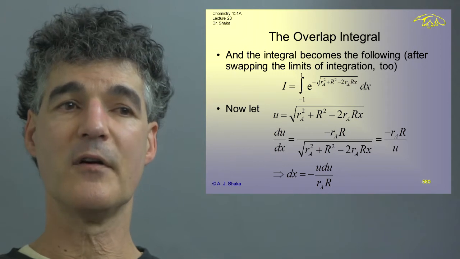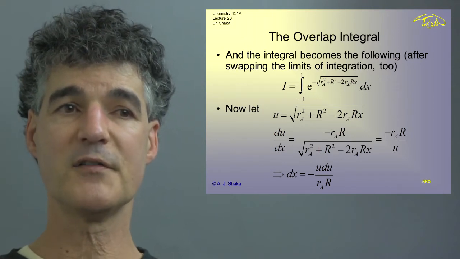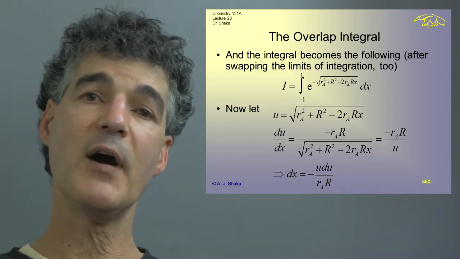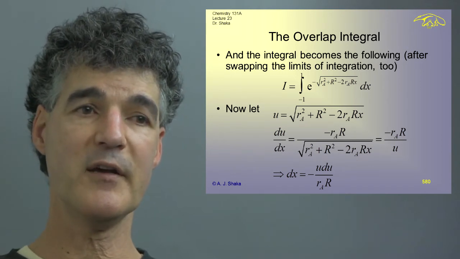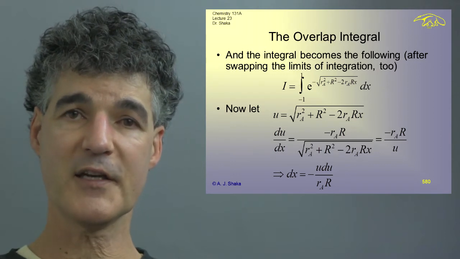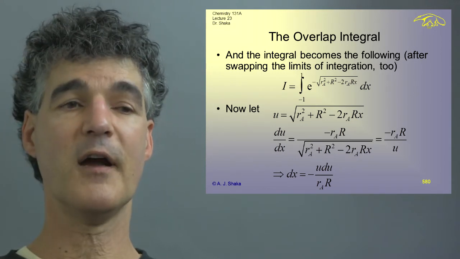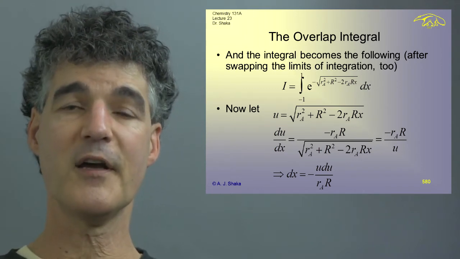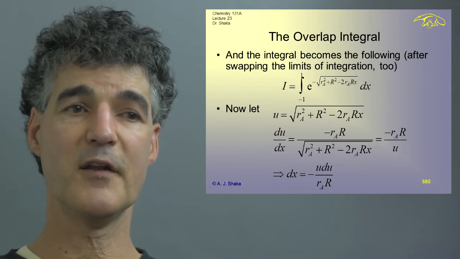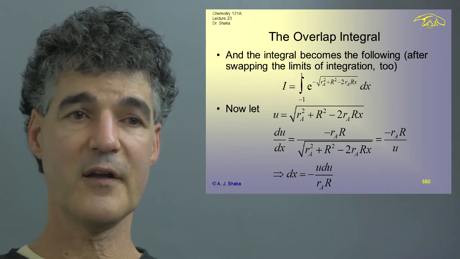And now we have another integral, e to the minus the square root of r sub a squared plus big R squared minus 2 r sub a big R x dx. I still don't know how to do that offhand, and therefore I'm going to make another substitution. I'm going to get rid of the whole thing up there in the exponent. Now I'm going to let u equals the square root of all that. I'm going to figure out that du dx is what I've written here, which simplifies after you're done to minus r sub a times big R divided by u. And that means that dx is minus u du over r sub a times big R.